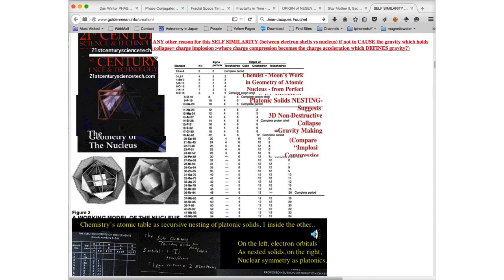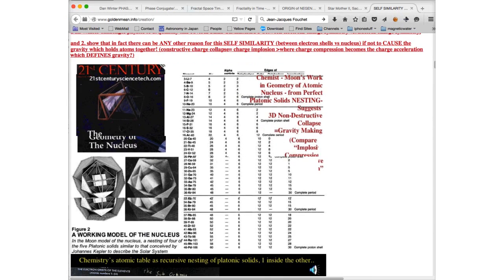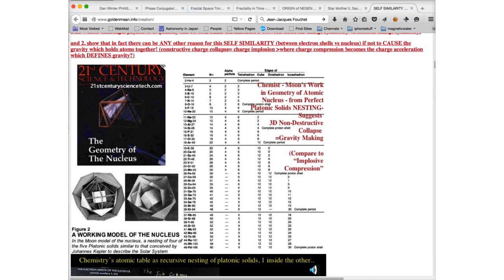Okay, this is the article in 21st Century Magazine showing the platonic geometry of the nucleus from the same famous work by the chemist Moon at the University of Chicago, who was quite a hero in my view. And basically what he did was simple. He took this entire list of all the elements in the atomic table and took the geometry of the nucleus, the nuclear hadrons, protons and neutrons, and showed that the way they nest in the nucleus was tetra, cube, octa, icosa, right here. And he drew this picture.